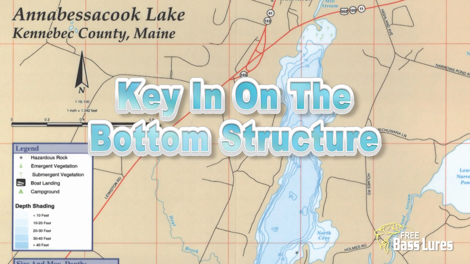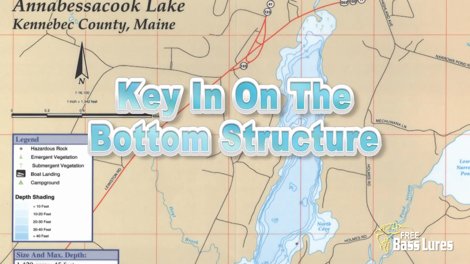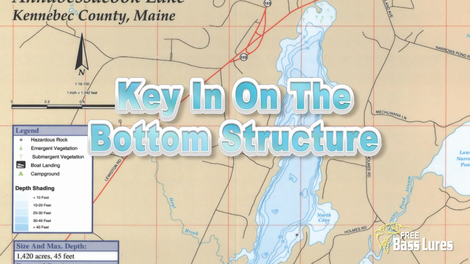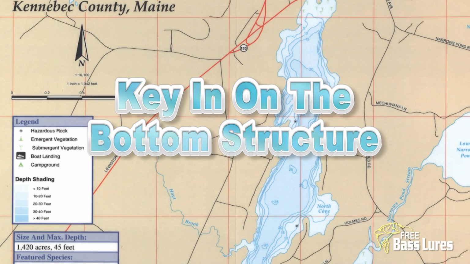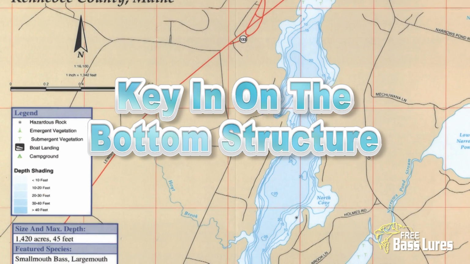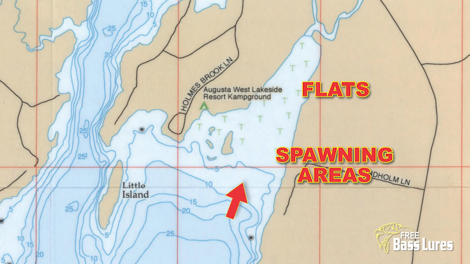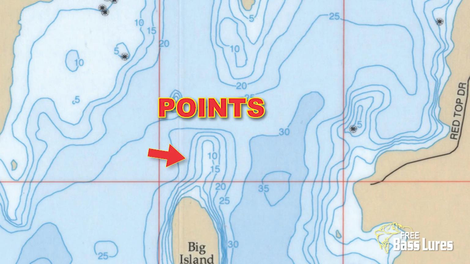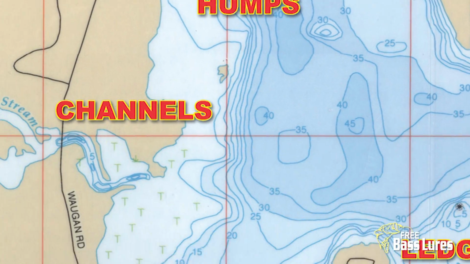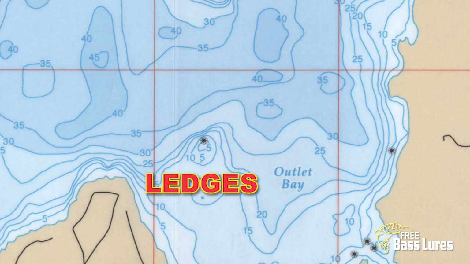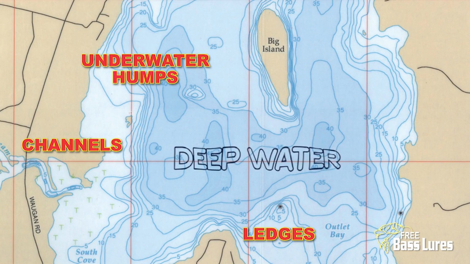As I quickly look over the map, the first thing I want to key on is the bottom structure of the lake. I am primarily looking for 6 things: flats, spawning areas, points, underwater humps, channels, and ledges that are all near deep water access.